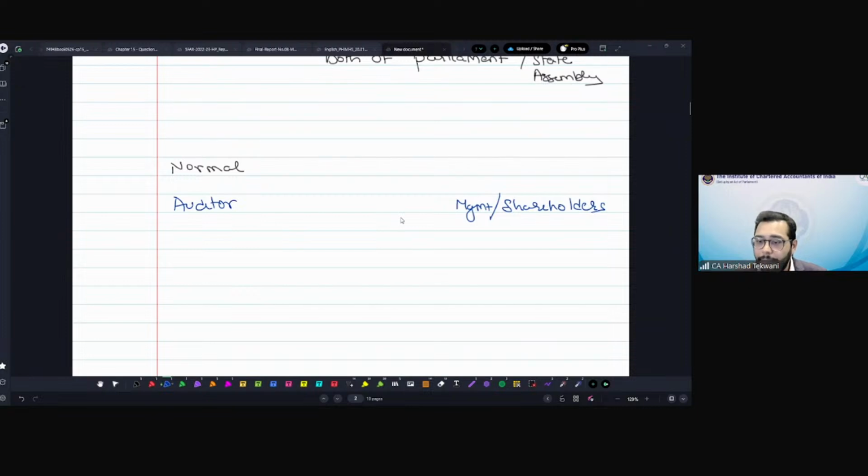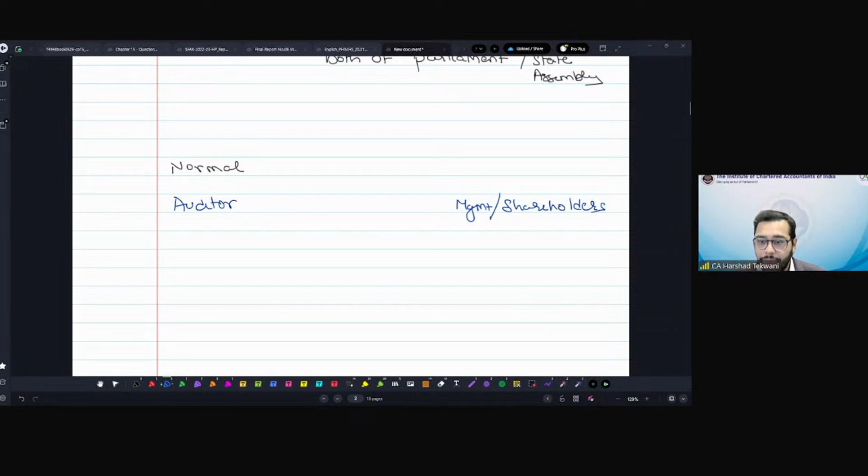But in case of government audit, it is quite different because we have a third party involved. In case of government audit, what happens is now the auditor is there. That auditor is the C&AG, because C&AG is the one who is appointing the auditor.